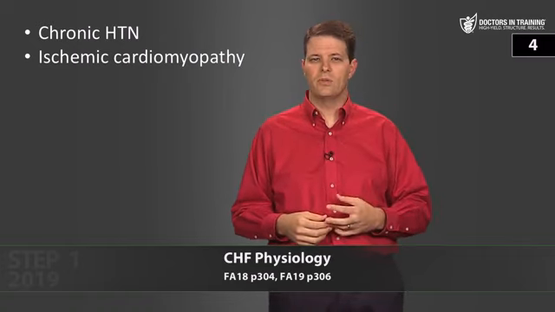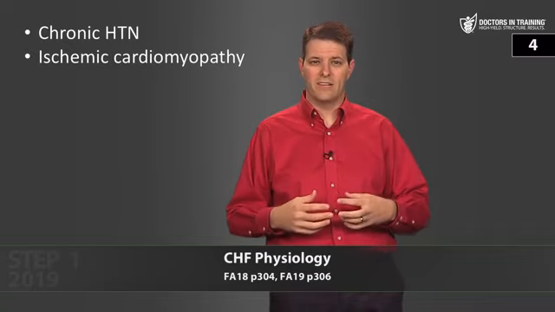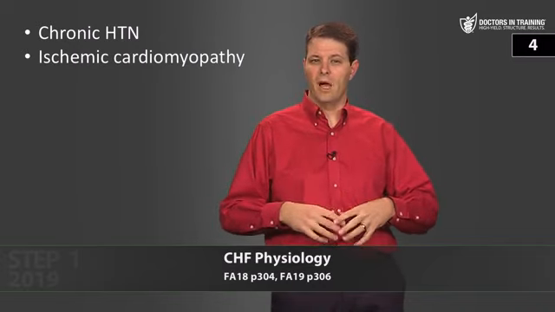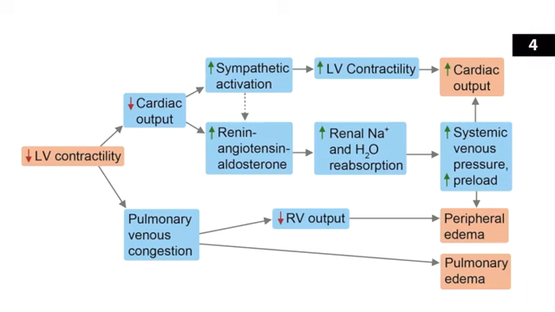Chronic hypertension leads to left ventricular hypertrophy because the left ventricle has to work harder to pump blood against all that increased blood pressure. So the myocardium becomes thicker, it becomes hypertrophied, and left ventricular hypertrophy becomes heart failure. So you start out with decreased left ventricular contractility, which causes two things: decreased cardiac output and pulmonary venous congestion. We'll come back to that one. Let's focus on cardiac output for the moment.